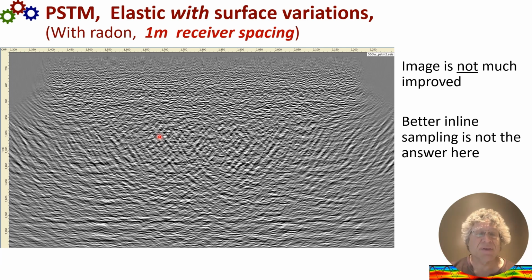Here, I've redone the same processing, but with 1 meter receiver spacing. And you can see the image is not much improved at all. So in this case, better inline sampling is not the answer, and it doesn't help. I think better cross-line sampling would help, but since this is 2D data, we can't really test that here.